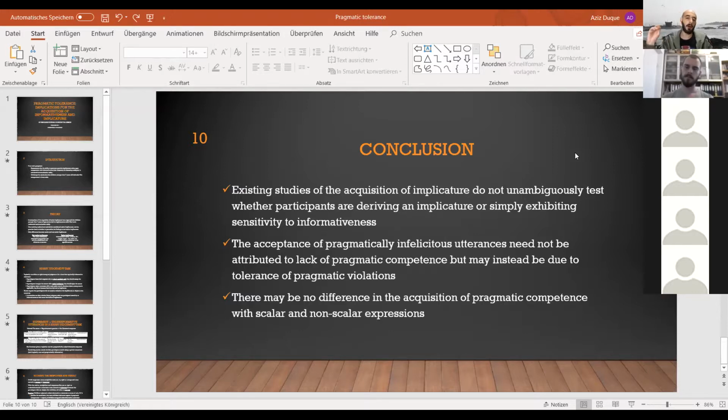But the main point was very clear: we've been wrong all these years in which we thought that children could not derive implicatures, they actually can. So it's not that they lack processing resources for doing that. It's not that they lack a competence for doing that. They can actually do that. They would just judge a pragmatic violation in a different way compared to adults, basically, which is not dependent on the fact that they could not derive the implicature.